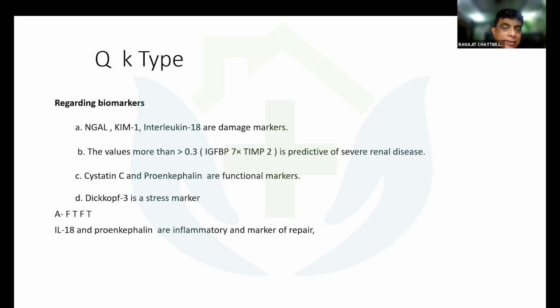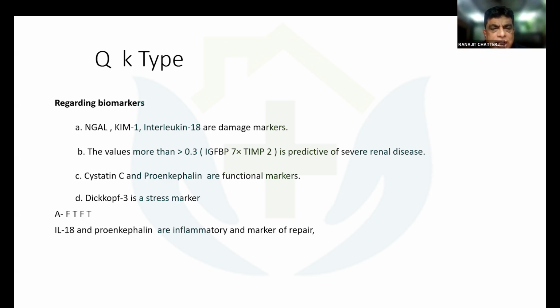Here, IL-18 is an inflammatory marker. It's not a damage marker. NGAL and KIM1 are damage markers. The second one is right. Cystatin C and proenkephalin are functional? No, because proenkephalin again is an inflammatory marker. And DKK3, two stress markers are there. One is IGFBP7 and TIMP2, another is DKK3. So you have to remember these two stress markers which are there to diagnose acute kidney injury.